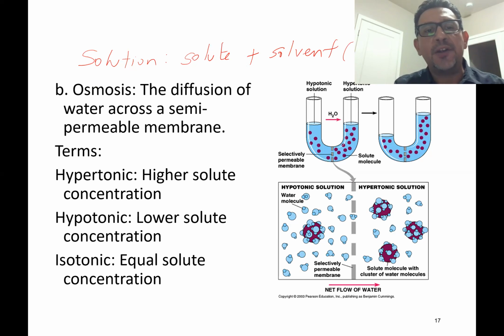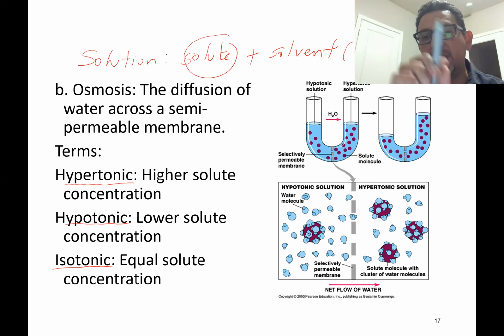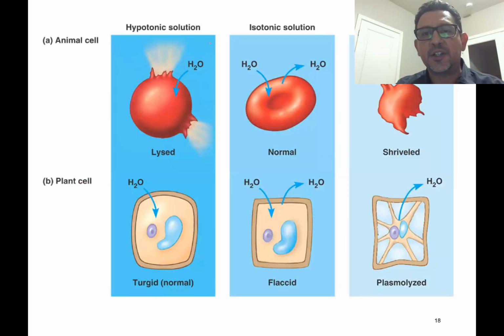So we have three concepts here to consider: hypertonic, hypotonic, isotonic. These are terms that are used to describe the tonicity, or the relative solute concentration, of a solution. Solute, not water. And so let's keep this in mind as we look at the possible outcomes for cells that are exposed to various kinds of environments.